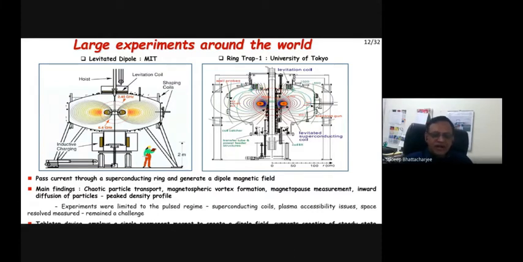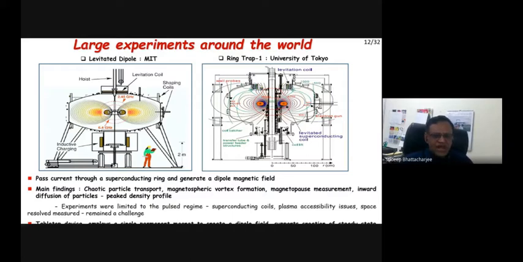Experiments, however, were limited to the pulsed regime, because you can understand these are superconducting coils and there are heating issues. So because of the heating issues, people could only perform pulsed experiments. And there were also plasma accessibility issues, and space resolved measurements remained a challenge. So although they could produce a plasma and find some very interesting findings, they could only carry out pulsed experiments, and they could not carry out very fine space resolved measurements.